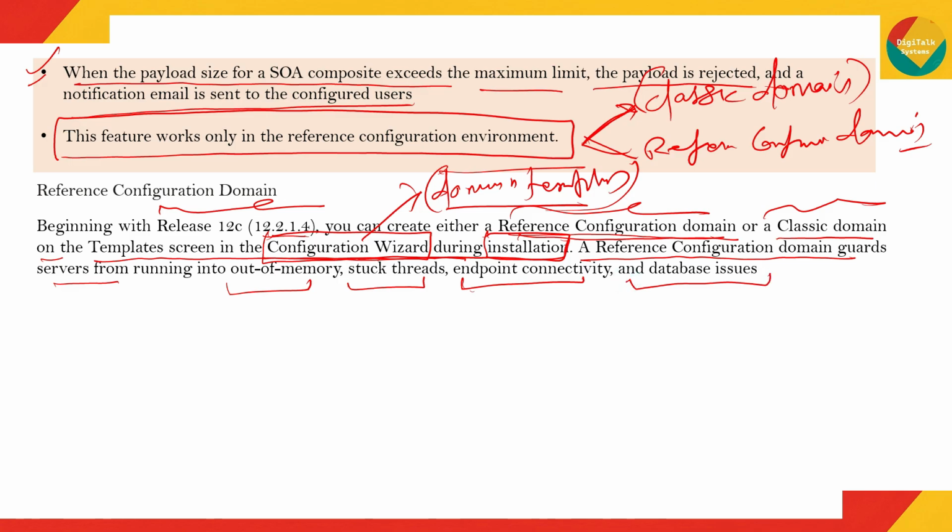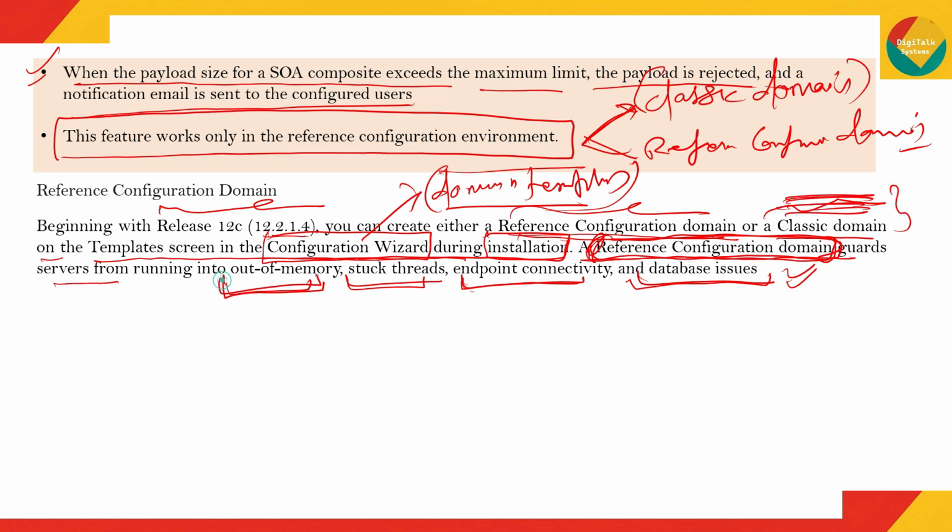So that means once you select this template, it is going to enable the reference configuration domain for you. That means it is automatically going to enhance certain performance tuning parameters related to out of memory, stuck threads, endpoint connectivity, and database issues. So it will automatically enable multiple features in the backend for your domain, which will be completely different from your classic domain.